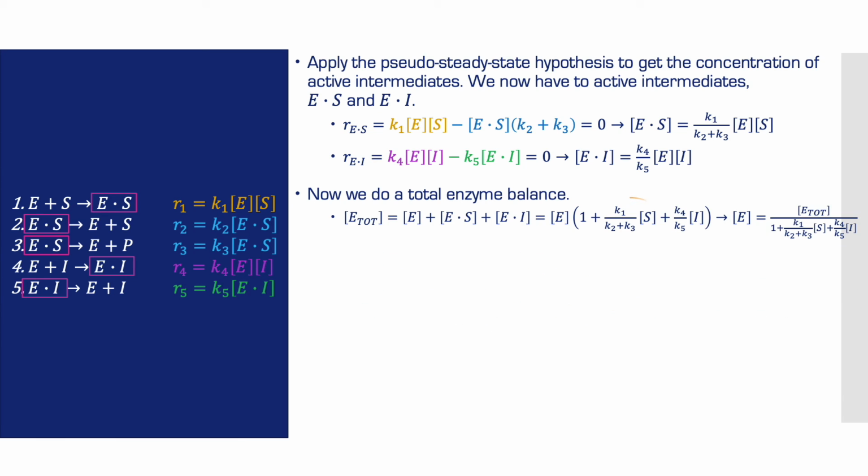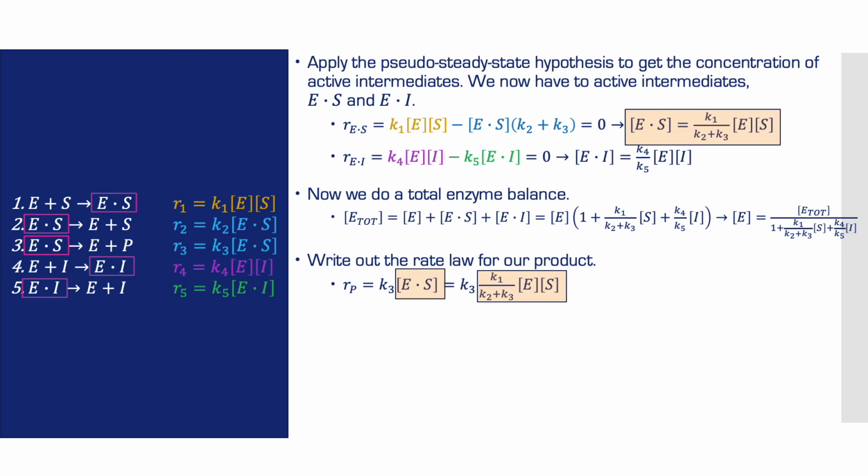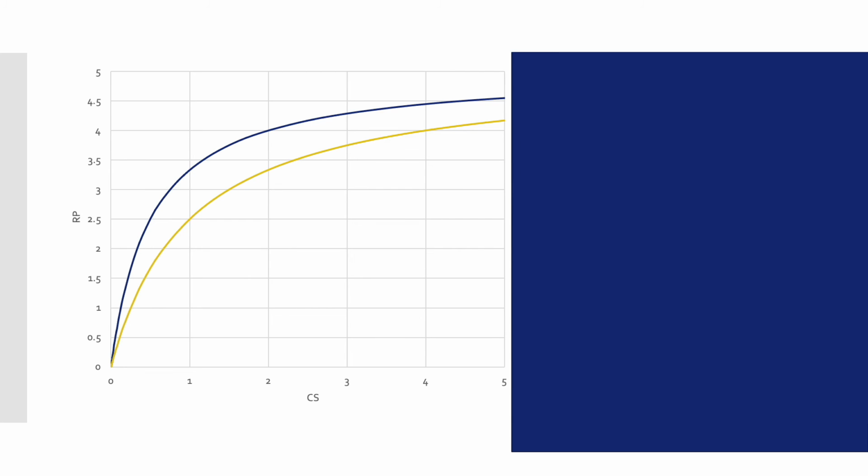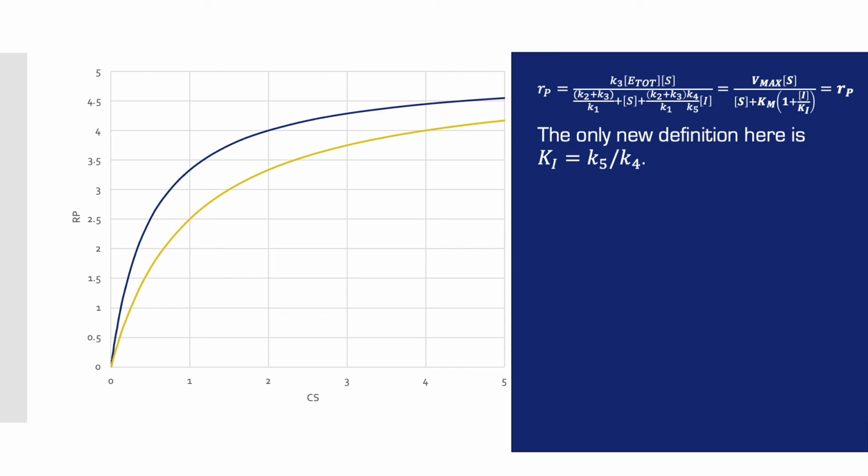Now we do a total enzyme balance. Can you see where we simplified this? Write out the rate law for a product. Sub in the relation for enzyme from the enzyme balance. Now we have our equation.